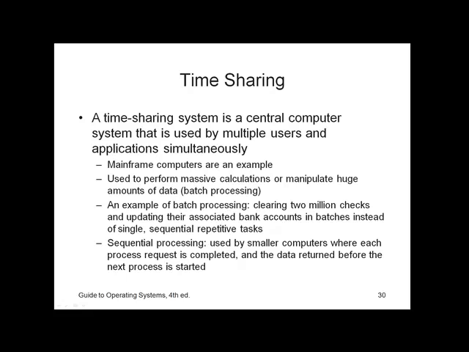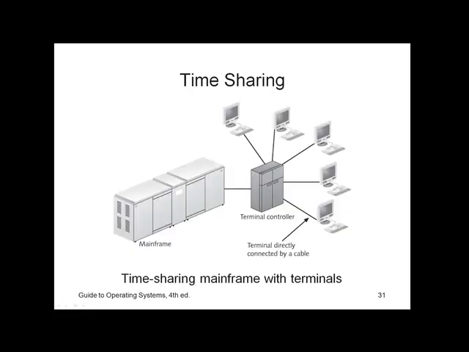Sequential processing is used by smaller computers where each process request is completed and the data returned before the next process is started. In this diagram, we show a little bit about how time sharing works. Notice that there's a mainframe with different terminals connected to the mainframe. A terminal is basically a dumb computer. It requires the actual mainframe to do the processing.